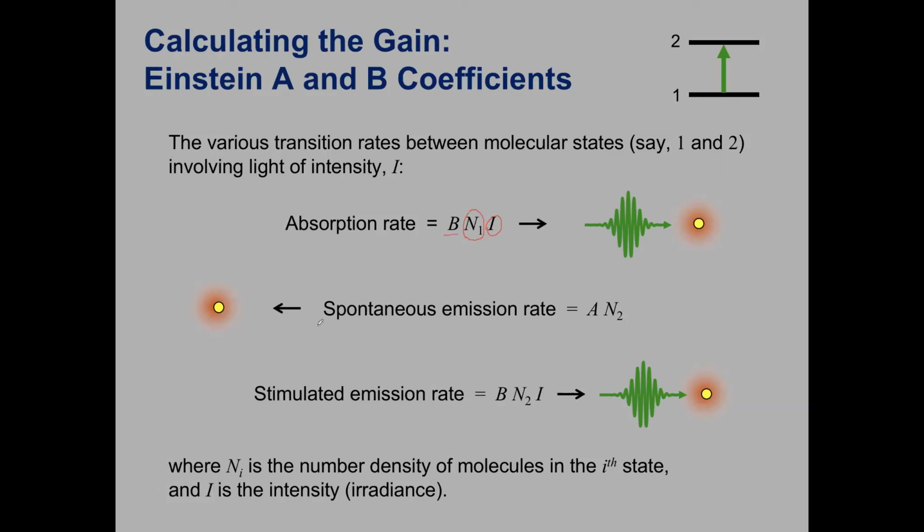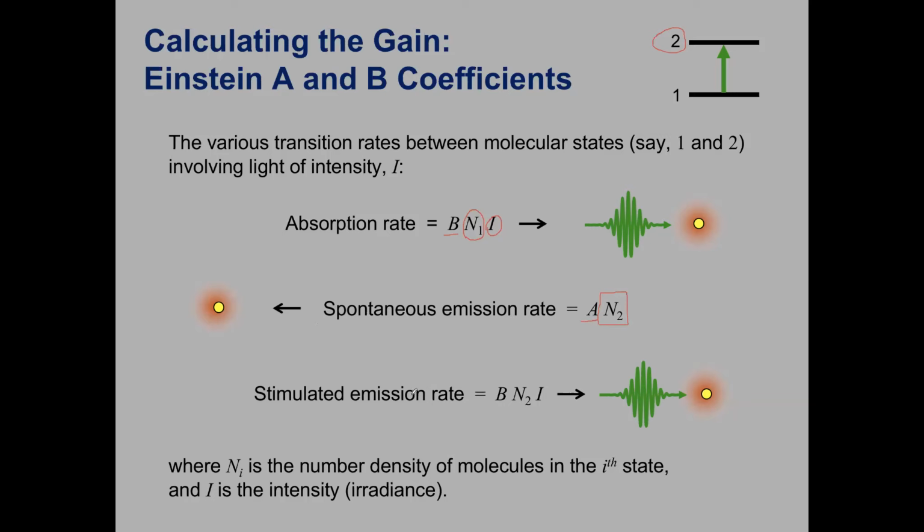Similarly, the rate of spontaneous emission, atoms just randomly giving off photons in any random direction, is going to be proportional to how many atoms or molecules we have in the higher energy level 2. The more that are there, the more it can give off energy as light. The constant of proportionality there is called A. And this is the key thing.